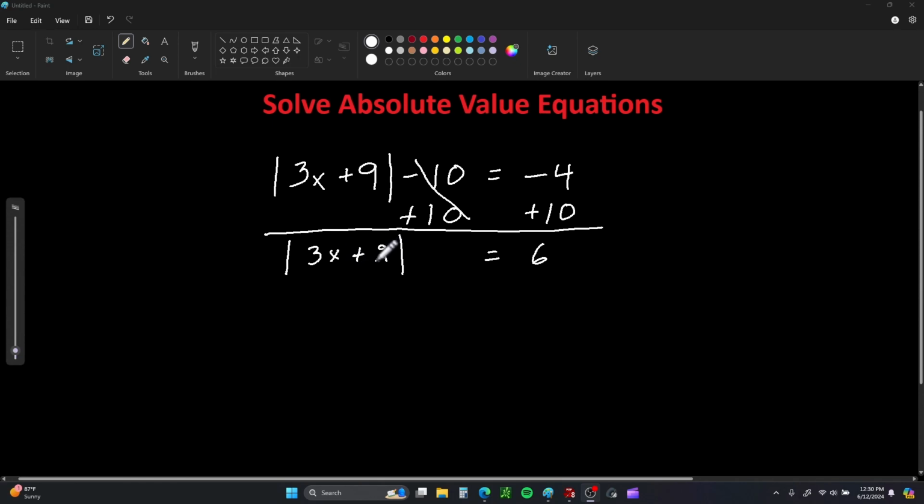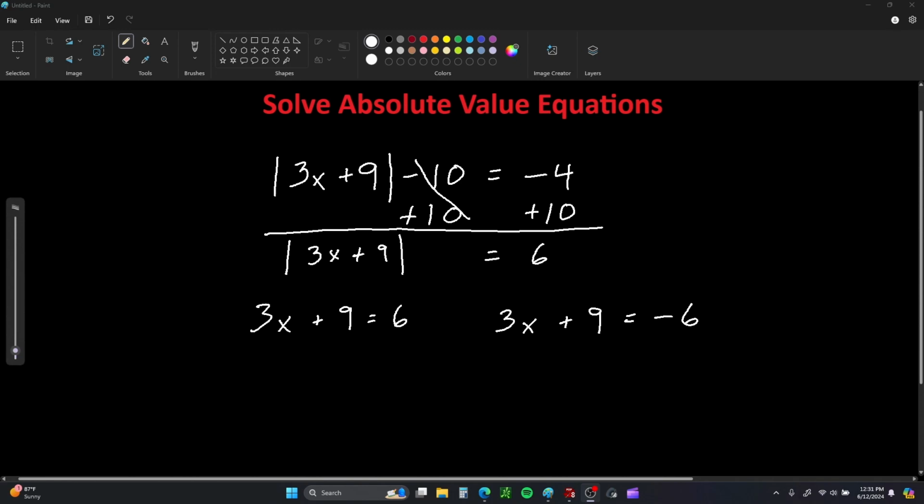So I solve this the same way that I did it before, where I do 3x plus 9 equals 6, and 3x plus 9 equals minus 6. This is to account for the fact that absolute value can have a negative number inside, which would still yield a positive value. Now I simply solve the two equations one at a time.